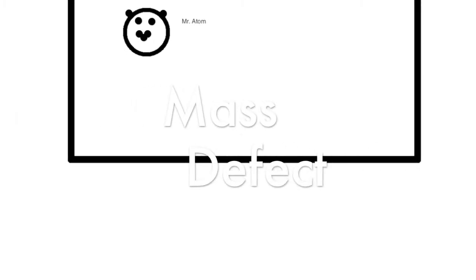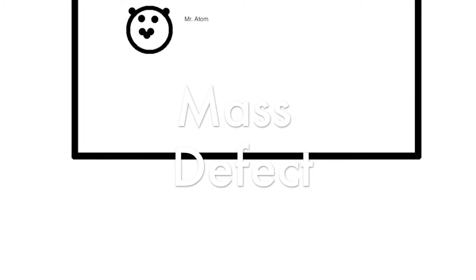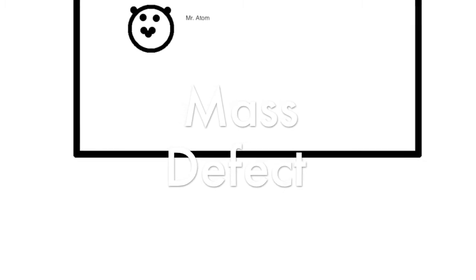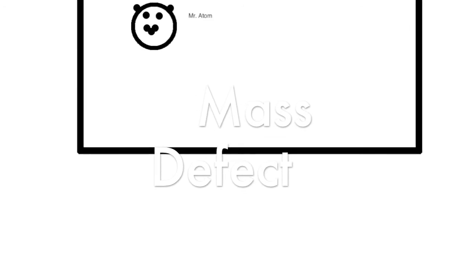So, the mass defect is basically the difference in mass between the nucleons together and the nucleons apart. This mass defect was turned into binding energy to keep them together in the nucleus. Albert Einstein was right.